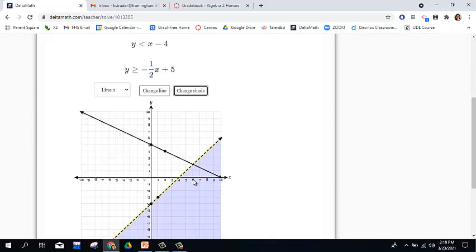If you didn't remember that trick, you could always plug a point into this inequality and see if it works.